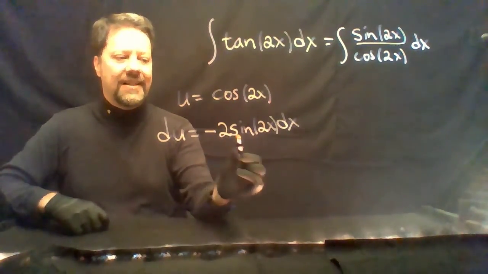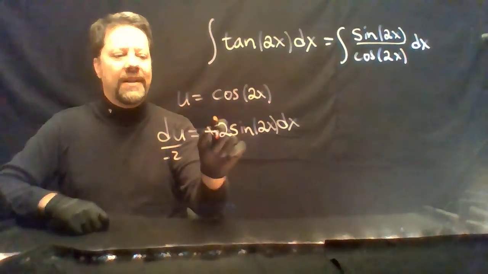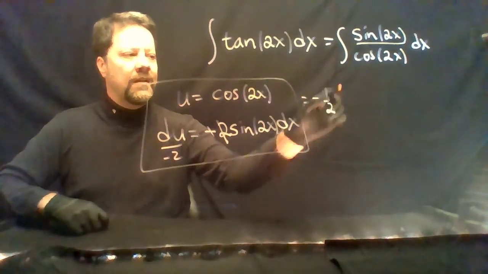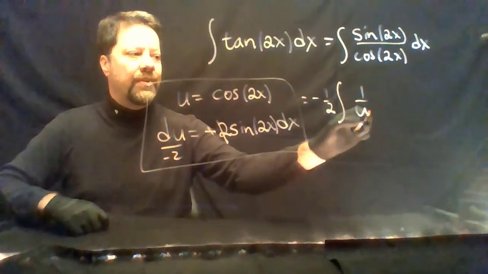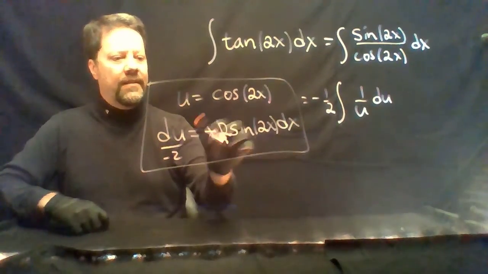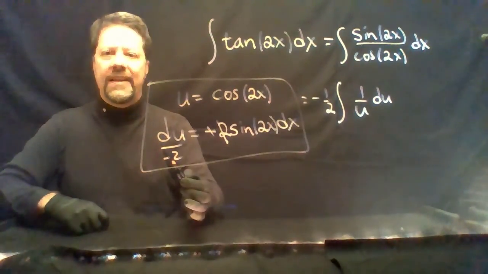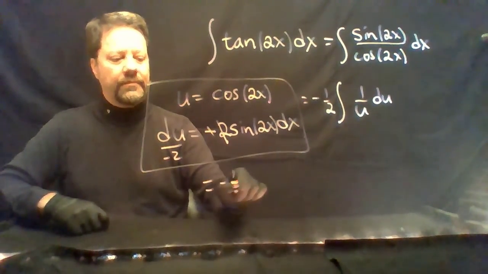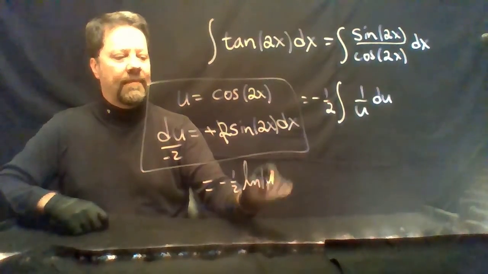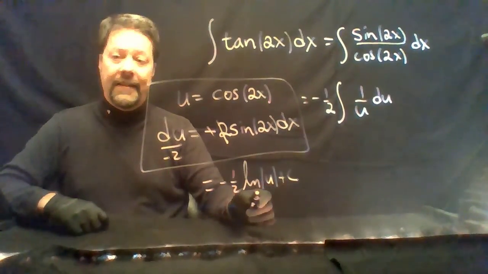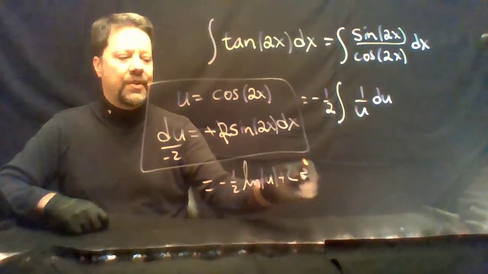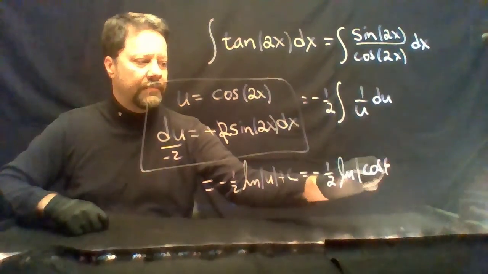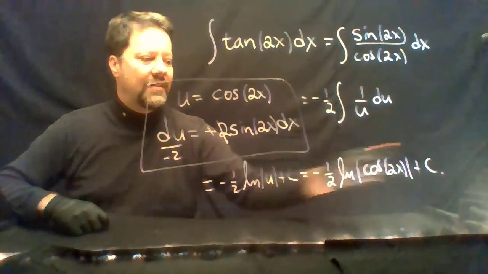The derivative of cosine is negative sine. We don't have the negative 2, so I'm going to divide it off. So I have negative 1/2 times the integral of 1 over u du. The numerator here goes away to become the negative 1/2 du, and then the cosine is replaced by u. We get negative 1/2 ln absolute value of u plus c, and then substituting back, negative 1/2 ln absolute value of cosine of 2x plus c.